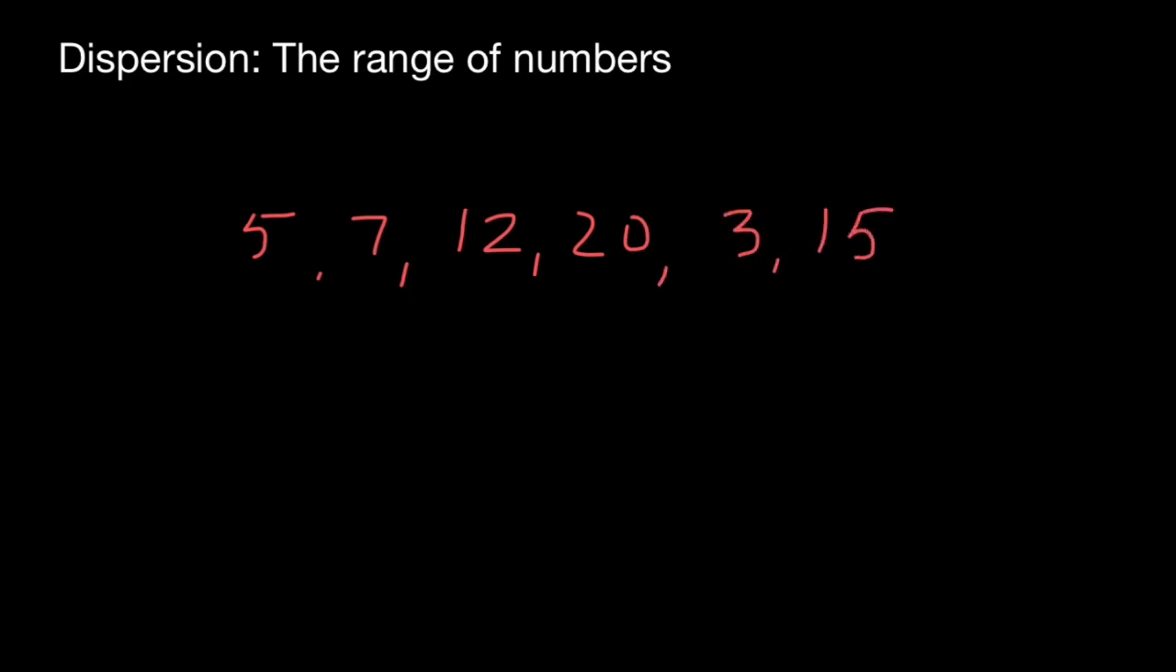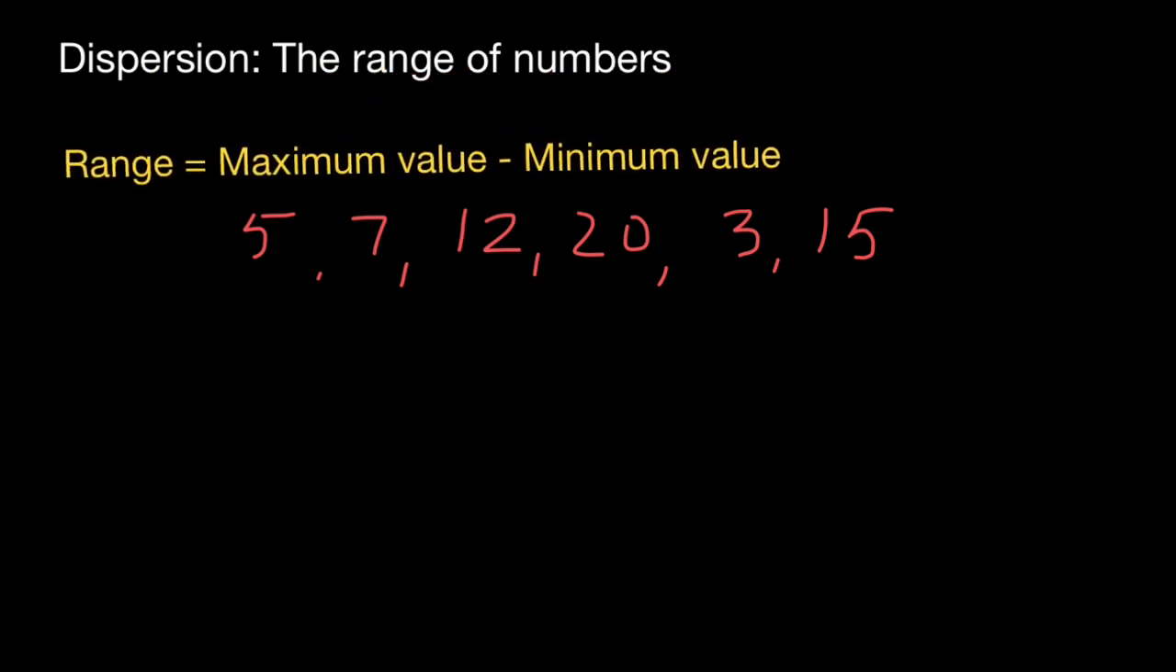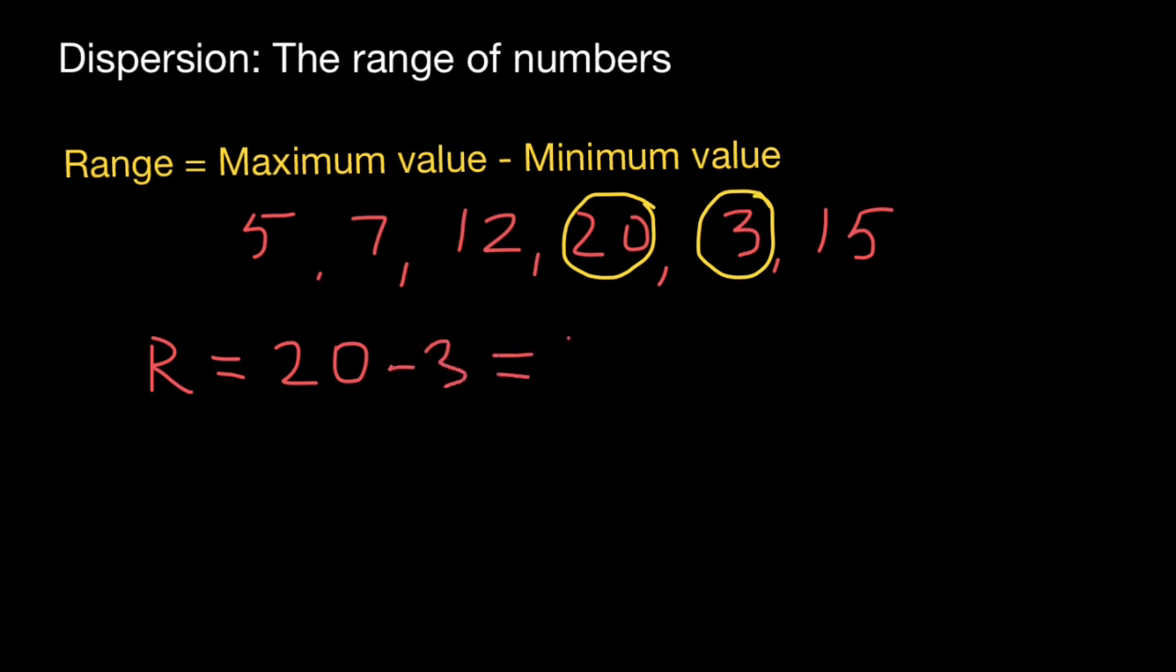In order to find the range, we have to deduct the minimum value from the maximum value. So let's analyze this data set. Take a look. The maximum value is 20, and the minimum here is going to be 3. So the range is going to be 20 minus 3, which is 17. So for this data set, 17 is going to be the range of these numbers.